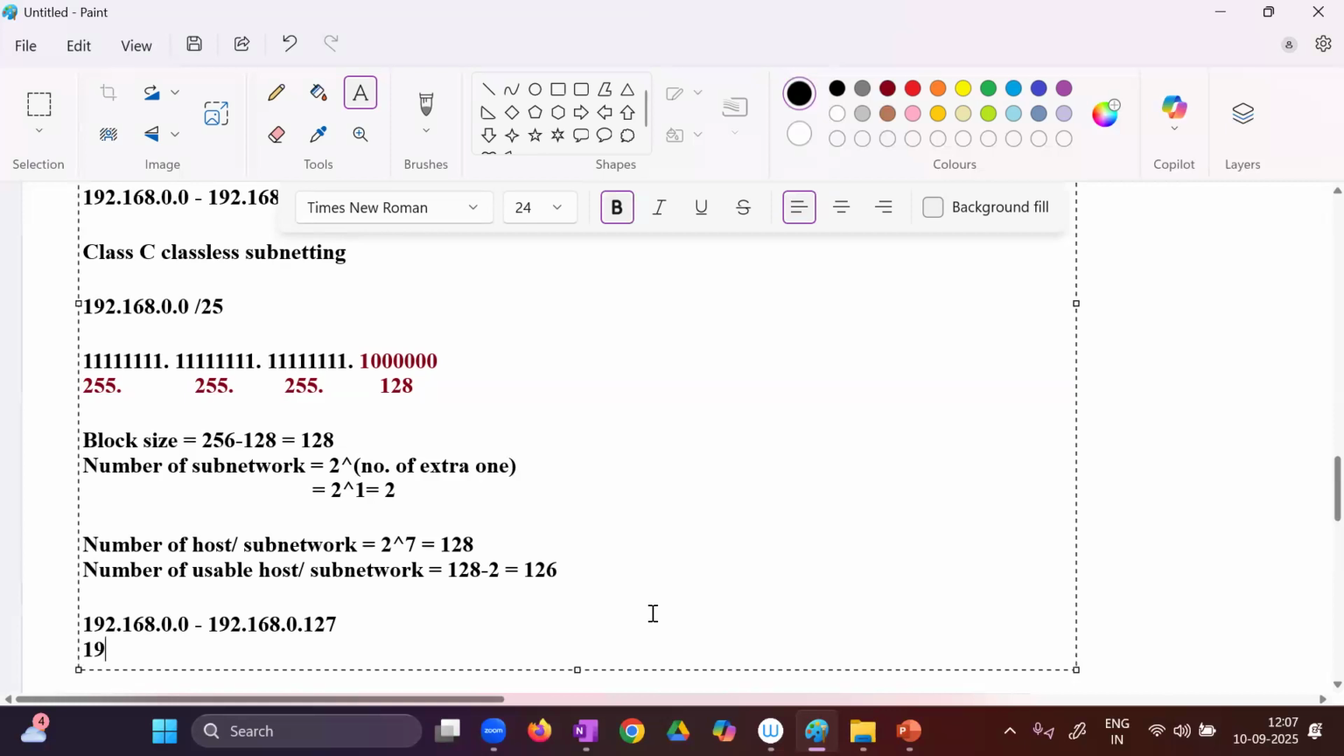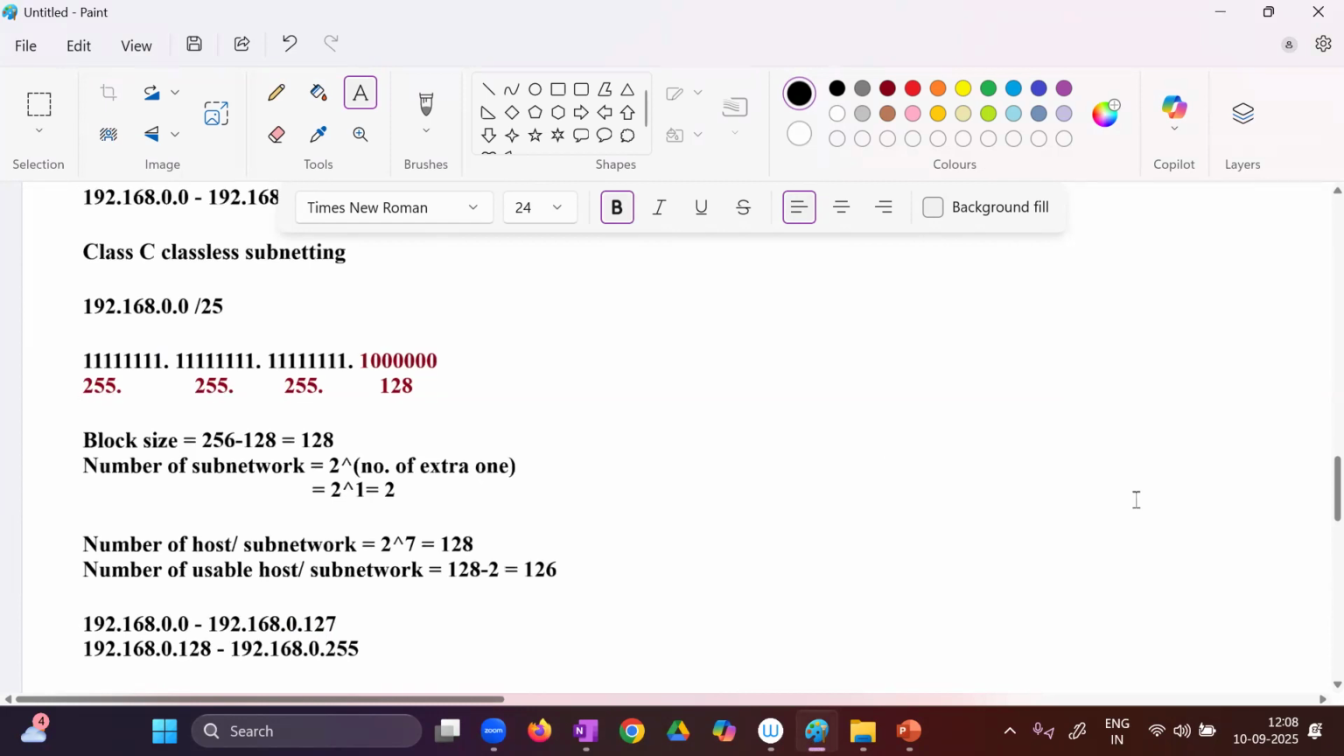Again, next 192.168.0, what comes after 127? 128. Next 192.168.0, and always you add this part, the first one. So 128 plus 127, 255. So right here, 255.